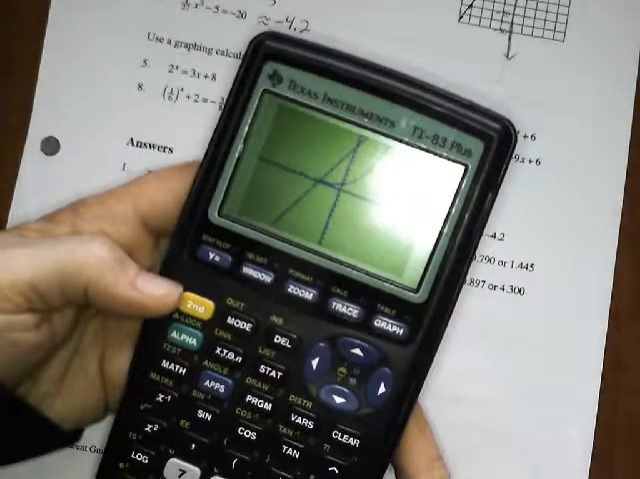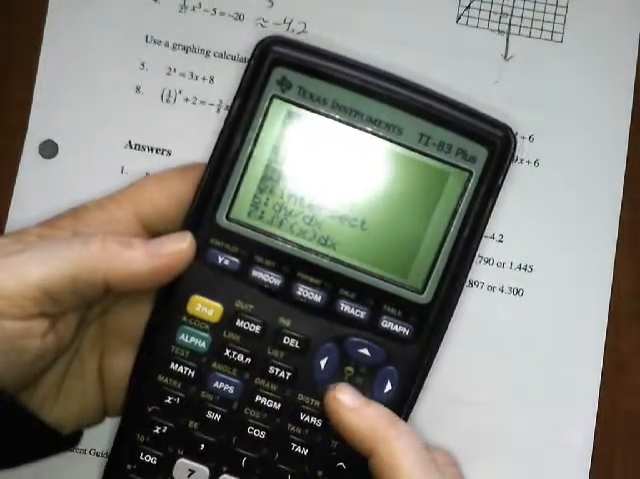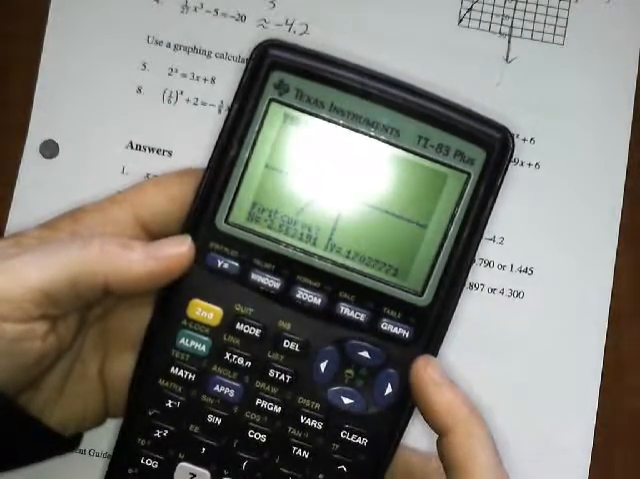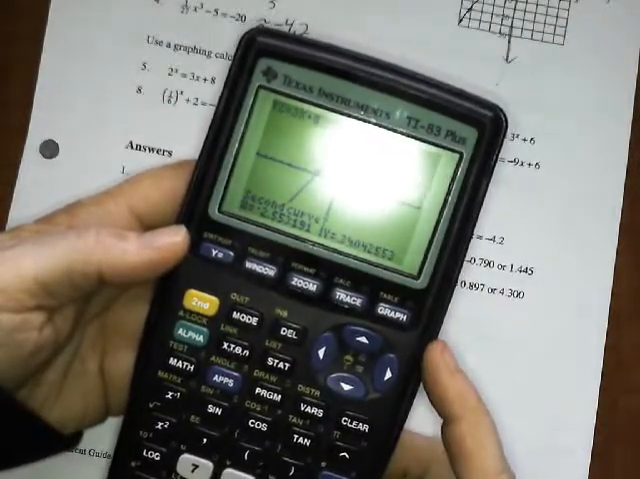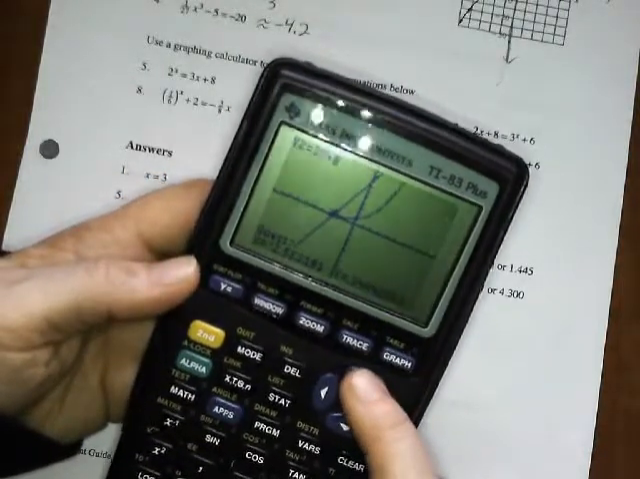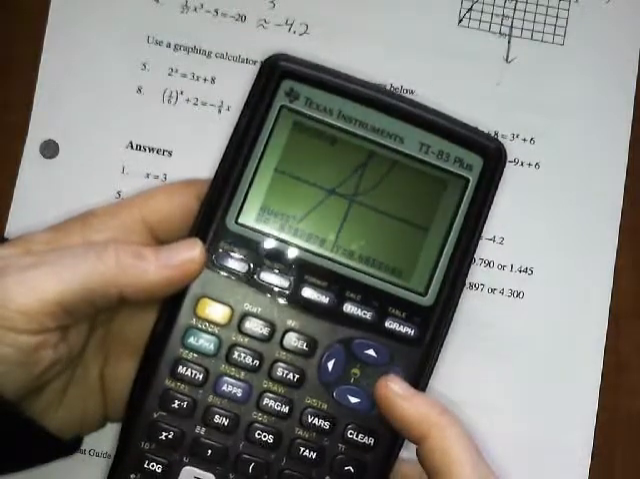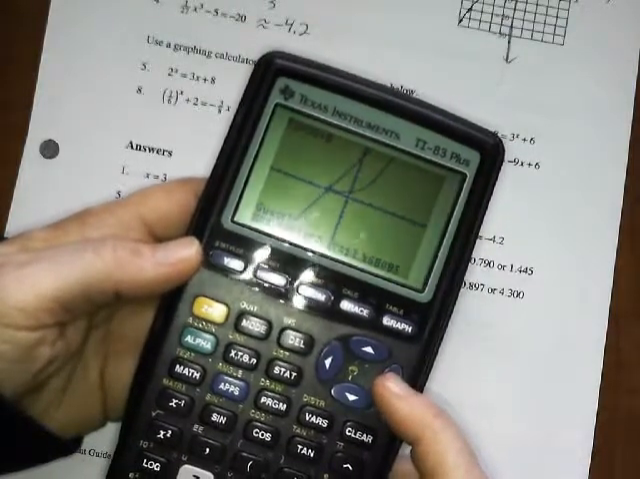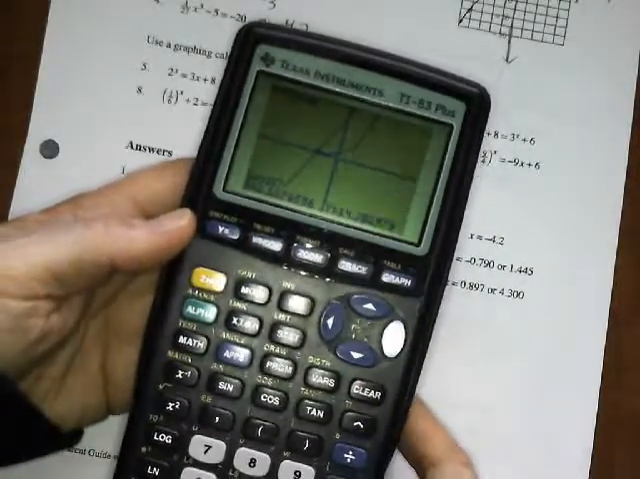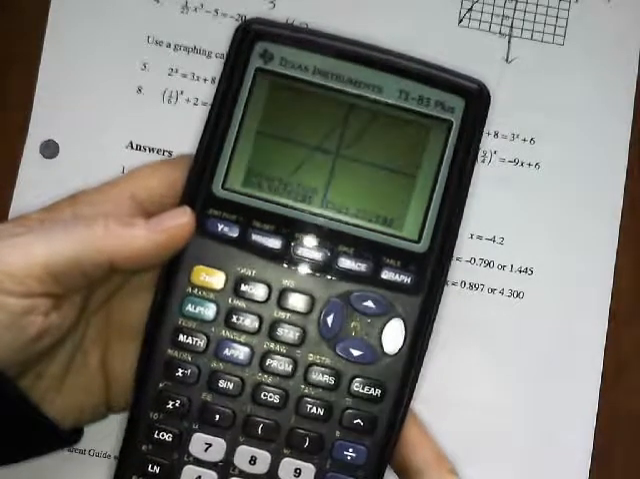Okay, I think I have to go second, calc, intersect. And it only works for one time, you know what I mean? First curve, enter, yes. Second curve, yes. Guess, I'm going to guess. I'm going to go up, up, up. Oh, you can't see. I'm going to go up and get very close to where I think there's another intersection. And I'm going to push enter. That's my guess. Come on, get it right. 4.4.